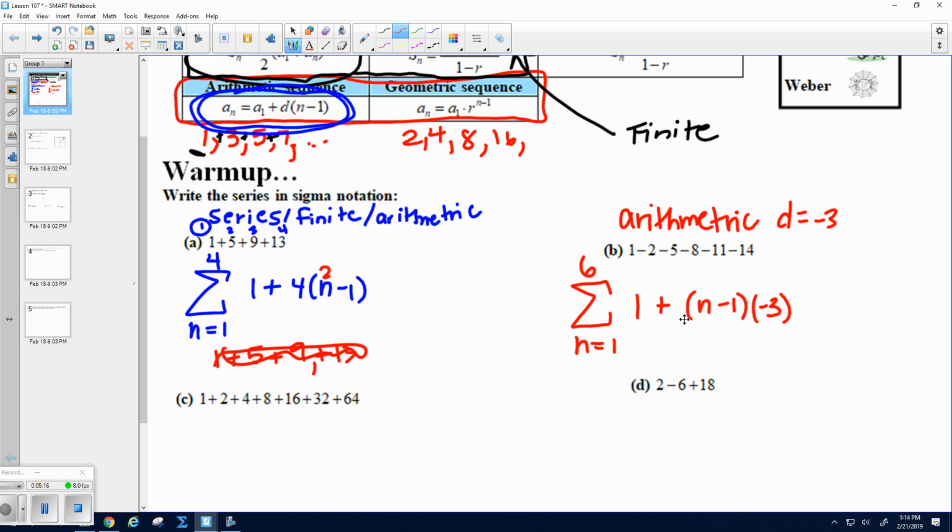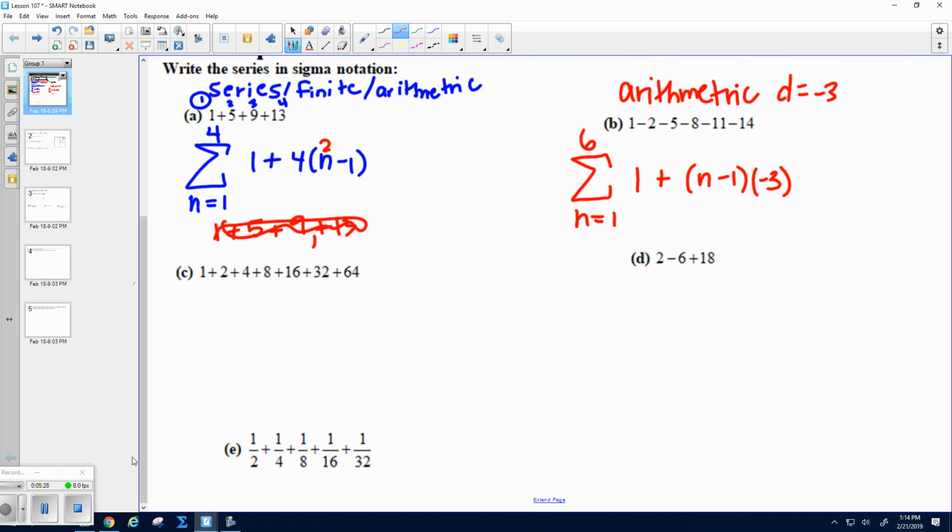You could plug in a 1 and you should get a 1. And you could plug in a 2 and you should get negative 2. And you could plug in a 3 and you get negative 5. And that means you add up all those numbers. Okay? All right, this next one, is it arithmetic or geometric?